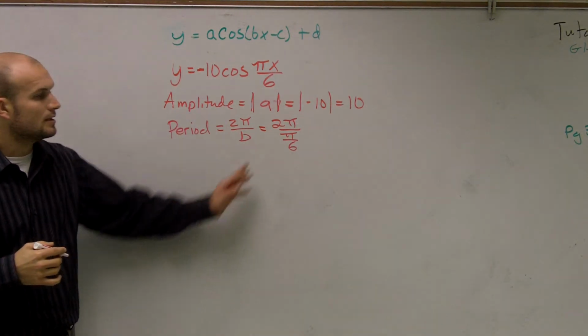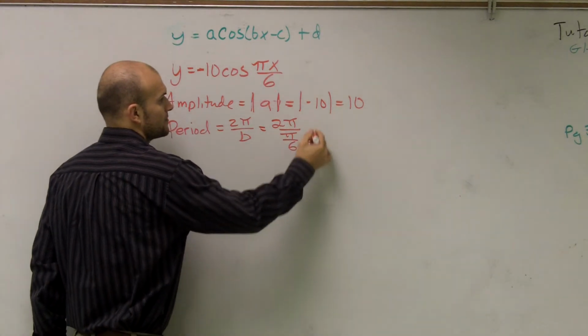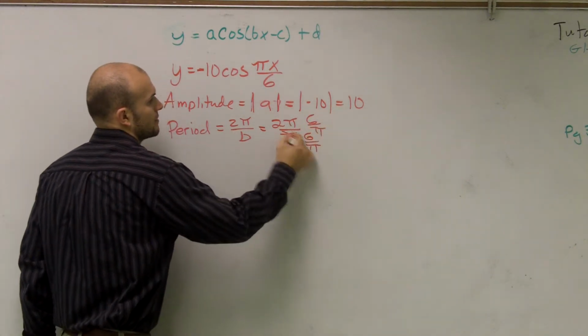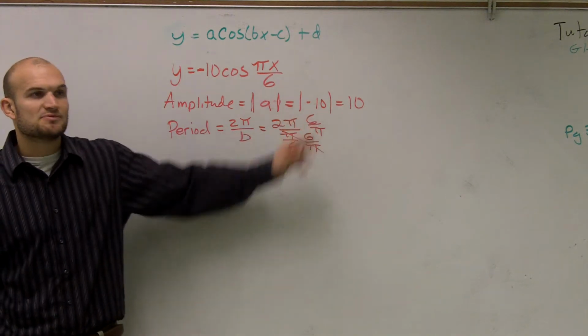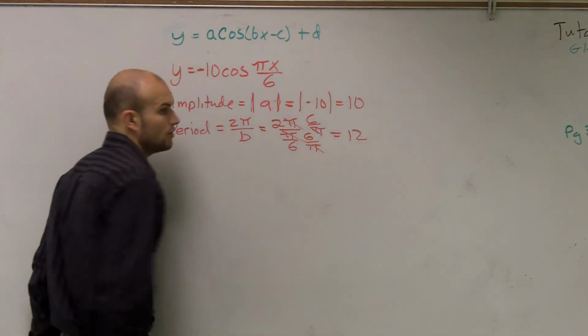Okay? Now, to get a fraction off your denominator, you multiply by the reciprocal. Okay? 2 pi times 6 over pi. Your pi's cancel out, and you're left with 12.